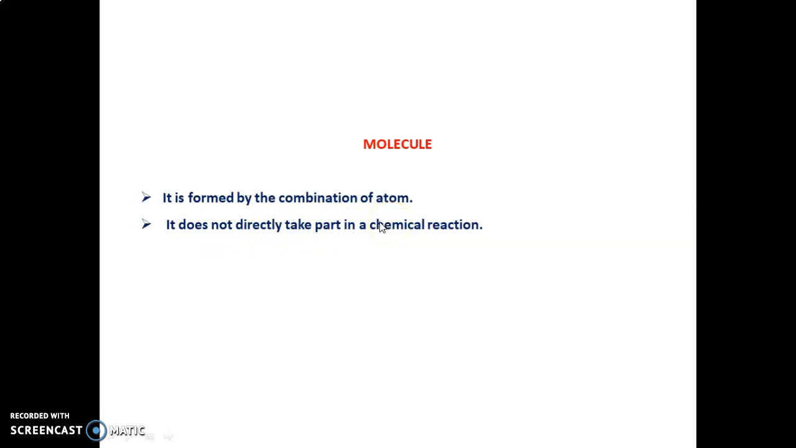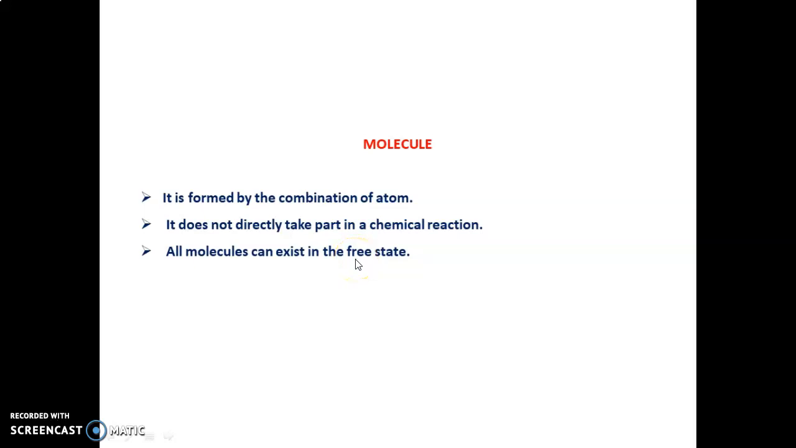It does not directly take part in a chemical reaction. I already told you that a molecule does not take part in a chemical reaction. During a chemical reaction, a molecule first of all splits into atoms, then the atoms take part in the chemical reaction. All molecules can exist in the free state.